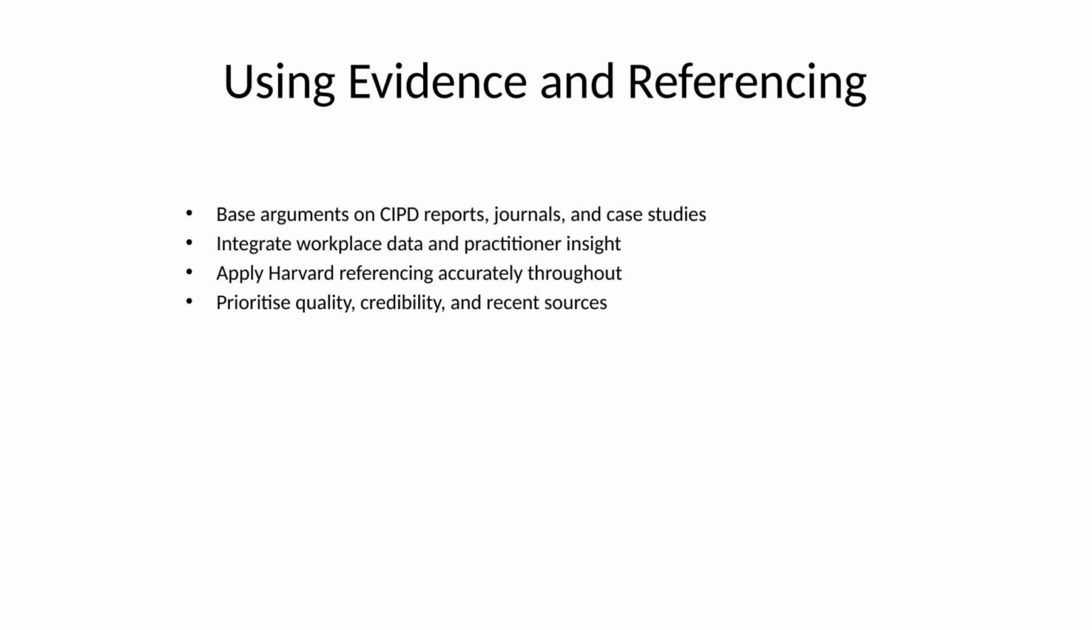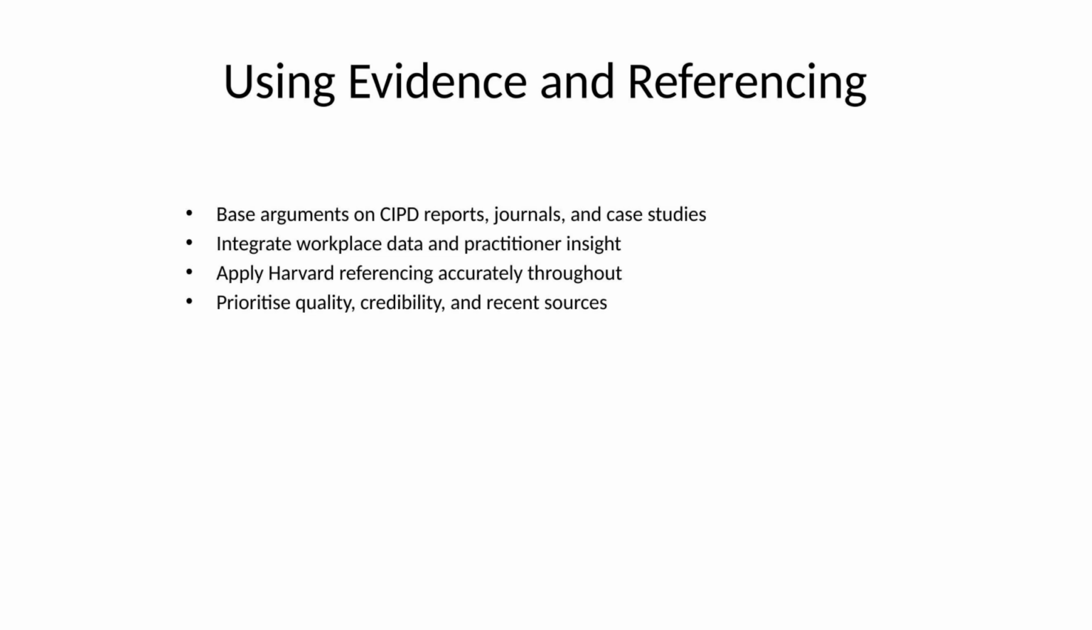High-scoring assignments draw on a wide range of sources: CIPD reports, peer-reviewed journals, case studies, and workplace data. You should integrate practitioner insight alongside academic evidence to show balance and relevance. For instance, combining staff survey data with recent CIPD research on engagement makes your point more persuasive. Referencing is crucial. Use Harvard referencing accurately and consistently.